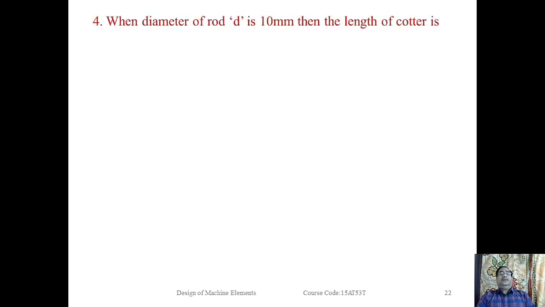Dear students, fourth one, when the diameter of rod small d is 10 mm, then the length of quarter is: A, 10 mm; B, 20 mm; C, 30 mm; and D, 40 mm. The length of quarter is 4 into D. So when we calculate 4 into 10, it becomes 40 mm. So here D is the correct answer, that is 40 mm.